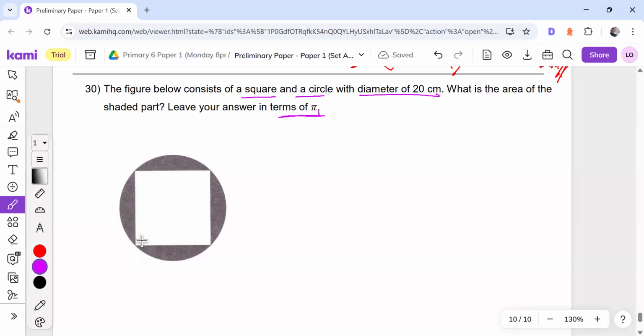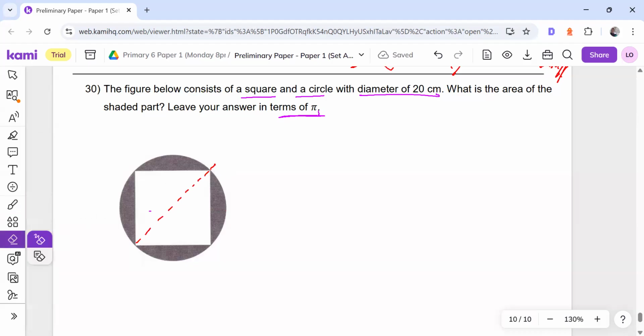Where is the diameter? The diameter is here. Okay, but do I want to draw like that? If you draw like that, it doesn't help you. You have to draw a bit differently. You have to draw like this. Then it will help you more. The diameter of the circle is also like the diagonal of a square. This is the lesson. The diagonal of the square is the diameter of the circle, which is 20 cm.